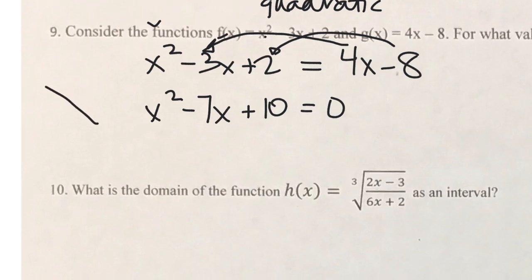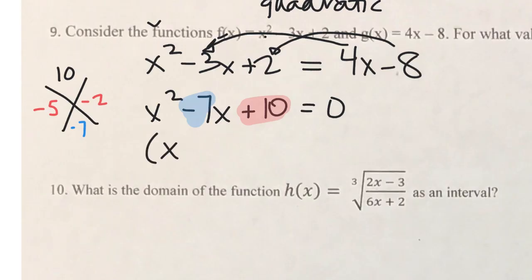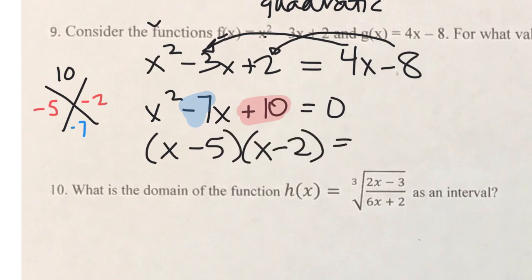In our brains, we need to think about what numbers multiply to give us positive 10, and at the same time add to give negative 7. Hopefully you see those numbers as being negative 5 and negative 2. Two negatives multiply to give us a positive, and they add together to give you a negative. So our factors are x minus 5 and x minus 2.